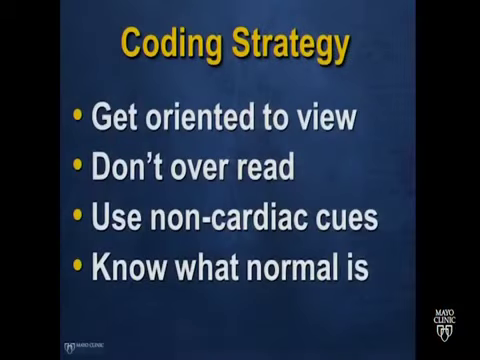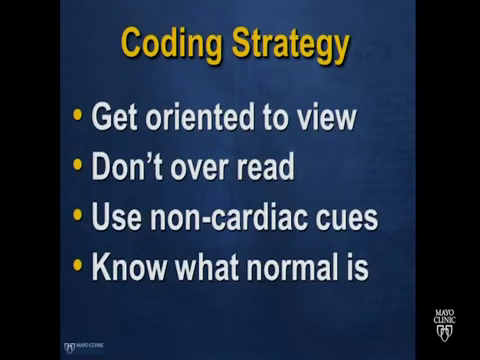So here's a strategy for coding angiograms. I'd recommend you start by getting oriented to the view, and the way I would think of this is it's very similar to a chest x-ray. With a chest x-ray, you want to start with AP or lateral. In the cath lab, looking at an angiogram, you want to start REO and LEO. So that's the first question you should ask: which view is that?